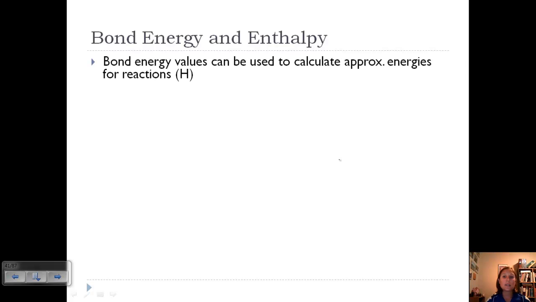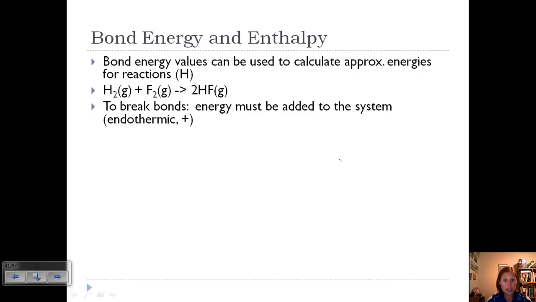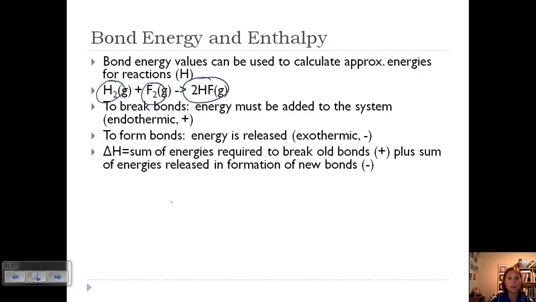Okay, so let's relate this bond energy to enthalpy. Bond energy values can be used to calculate the approximate energy for a reaction, heat of formation. So we have hydrogen plus fluorine producing hydrofluoric acid. To break bonds, we have to add energy to the system. This is an endothermic process. When we form bonds, energy is being released. This is an exothermic process. So when we break up our hydrogen and our fluorine, those are going to be endothermic. When we form hydrofluoric acid, that's exothermic.